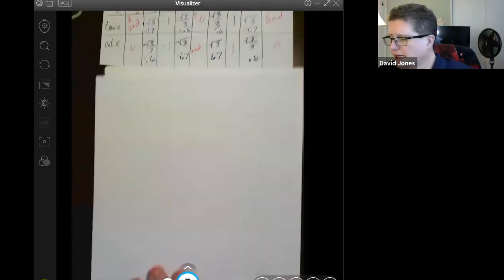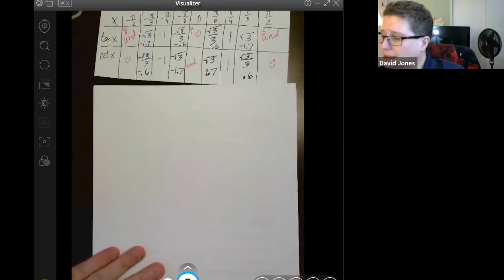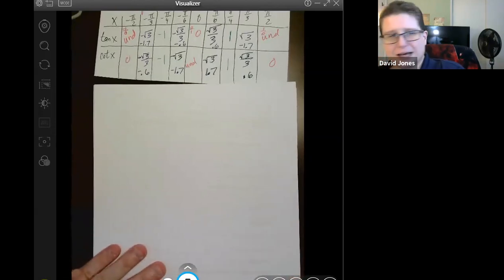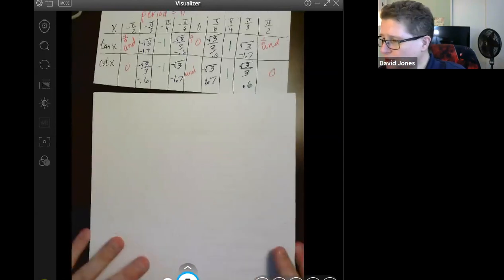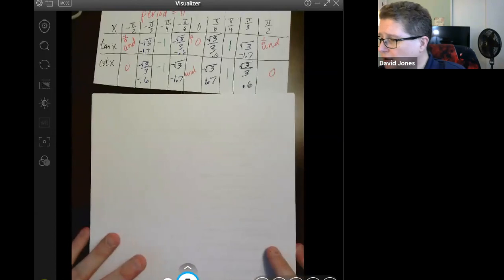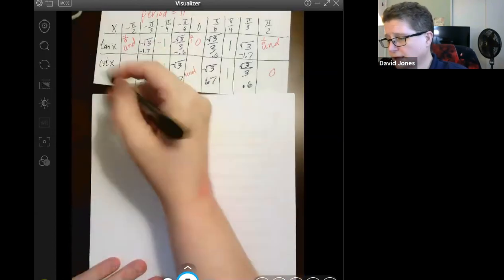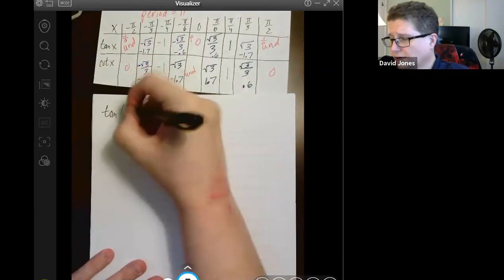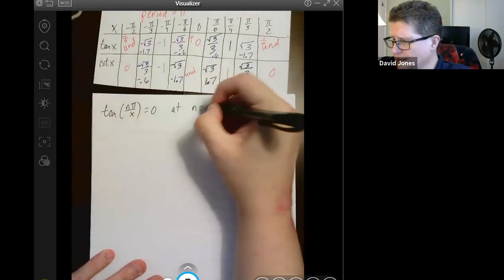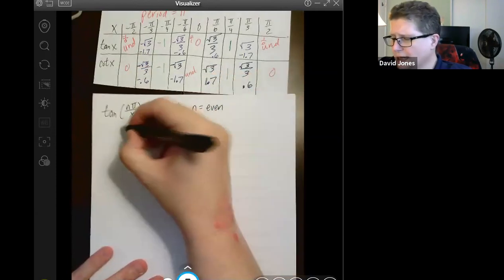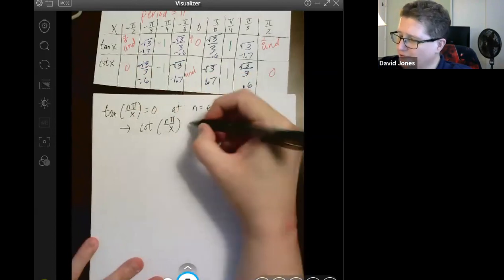So up above, I did cotangent between negative pi over 2 and pi over 2. But those aren't the asymptotes. Undefined is at the 0, and it's actually at even multiples. Everywhere tangent equals 0, at n equals even, which means cotangent of n pi x is undefined there.